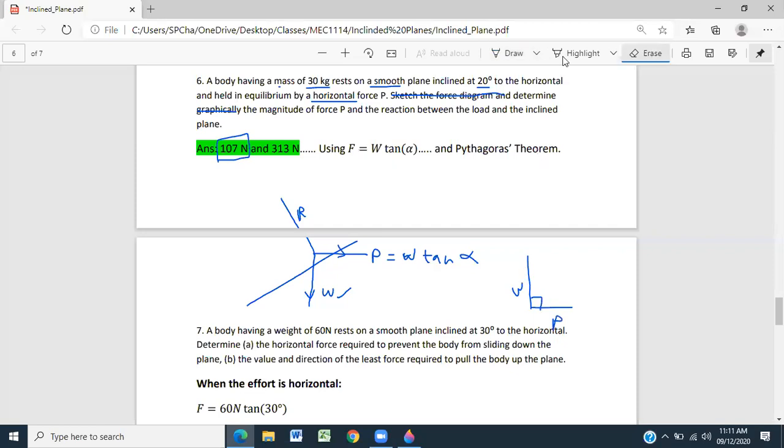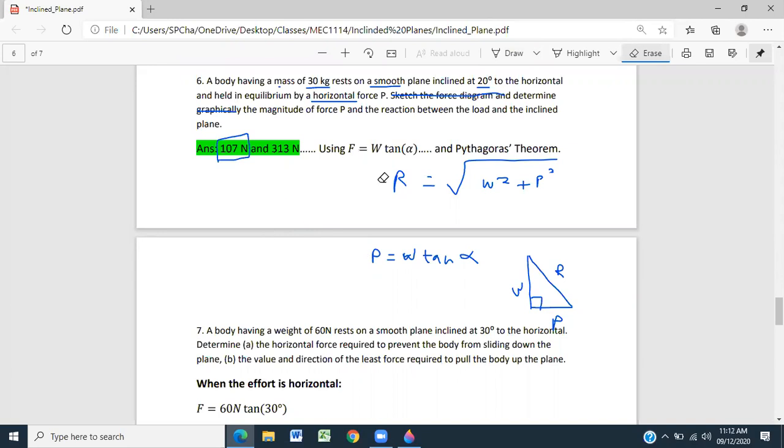And then R is something here, right? R is something here. So we can use Pythagoras Theorem and find R, right? You guys should be able to do that. Found P is 107. We know W is 30 times 9.81. So R should just be equal to the square root of W squared plus P squared, right? You can check that on your own time. Find R.